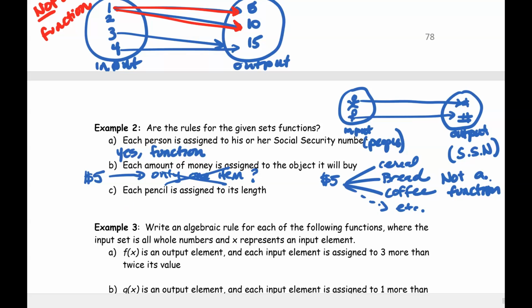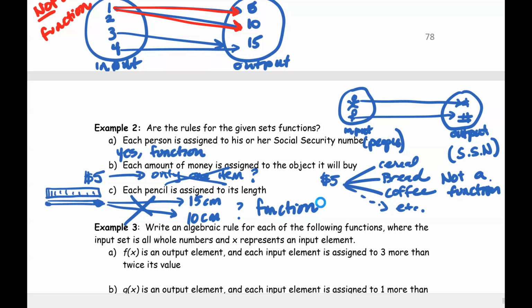than one output. And then lastly, each pencil is assigned to its length. So if you have a pencil, visualize having a pencil, okay? If you take a ruler, you can measure this pencil, figure out how long it is, and then assign it to its length. So for example, we could assign this to, I don't know, 15 centimeters. So the question is, this one pencil, can that be assigned to more than one length? So is it possible for it to be 15 centimeters and 10 centimeters at the same time? And the answer is no. Every pencil and every object out there, when you measure it, has one length. So we're going to say this is a function because each pencil is assigned to one length.